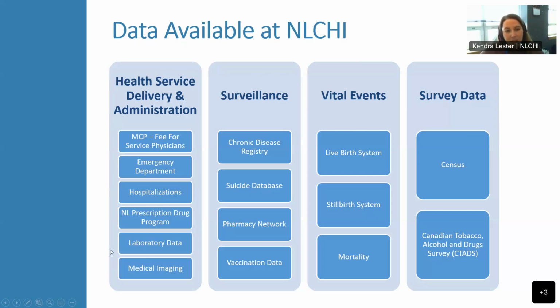With respect to surveillance, we do have a number of data sets available as well. So we are the custodians for the Provincial Chronic Disease Registry, which contributes to a larger national surveillance, the Canadian Chronic Disease Surveillance System. We also have a suicide database for the province. Also the pharmacy network, which Angus mentioned, and that contains information from 100% of community pharmacies across the province. And of course, some vaccination data as well. With respect to vital events, we do have live birth and stillbirth data, as well as mortality. And we also receive some survey data, so data from the census, as well as the Canadian Tobacco, Alcohol, and Drug Survey.